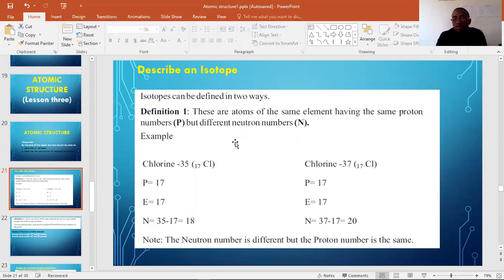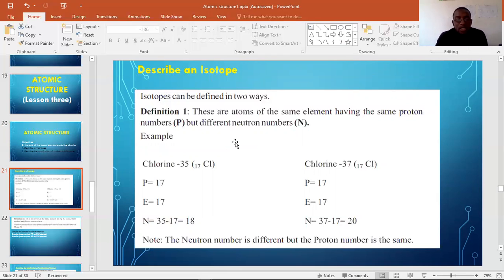So to begin with, let's start by describing what an isotope is. Isotopes are atoms of the same element that have the same proton number but different neutron numbers. An isotope can be defined in two ways. We can define an isotope in terms of neutrons and protons. Again, we can define an isotope in terms of mass number and proton number.